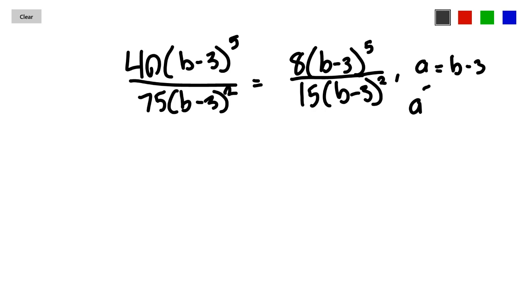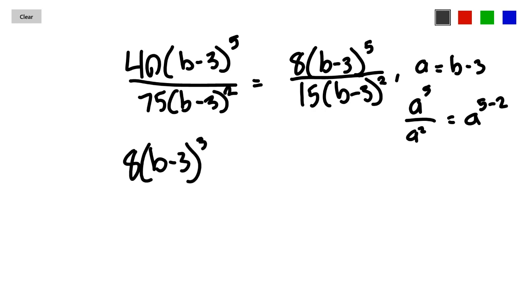So if I have a to the 5th over a squared, this is the same as a raised to the 5 minus 2. And if a is equal to b minus 3, then I can apply that rule here. So what I'm left with is 8 times (b minus 3) raised to the third power divided by 15.